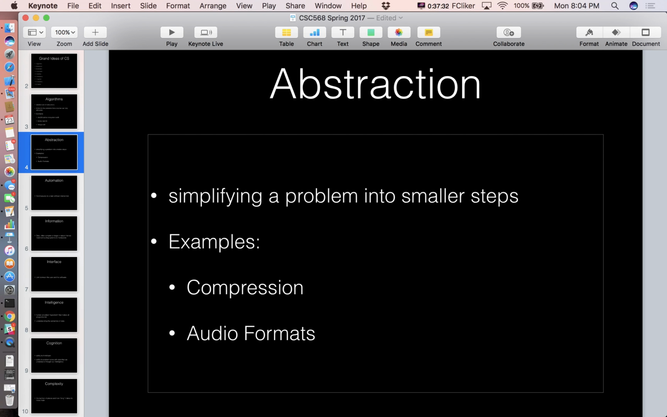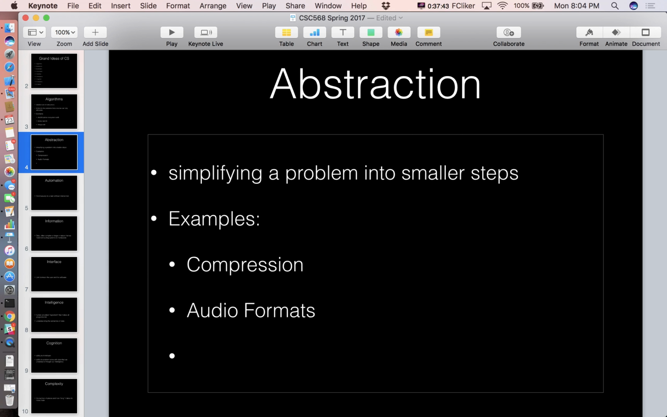Anything else for abstraction? You can look at things like data representation languages probably as well. Things like HTML, JSON, XML. If you really stick to that core foundation of simplification, you get across a little bit of a blurry line there, I guess.